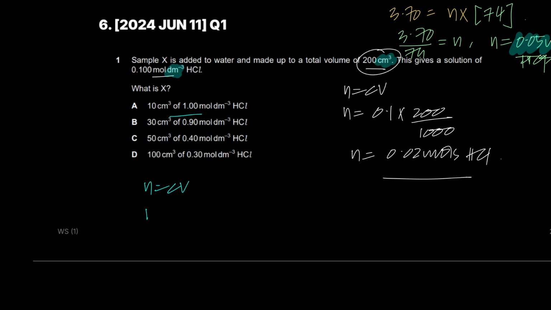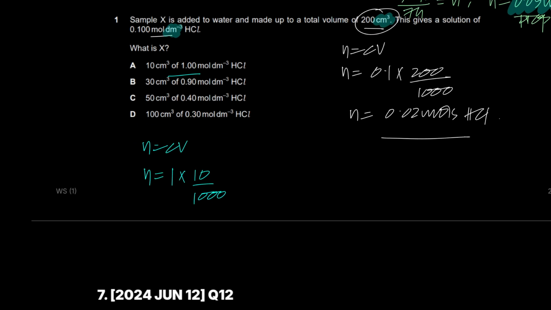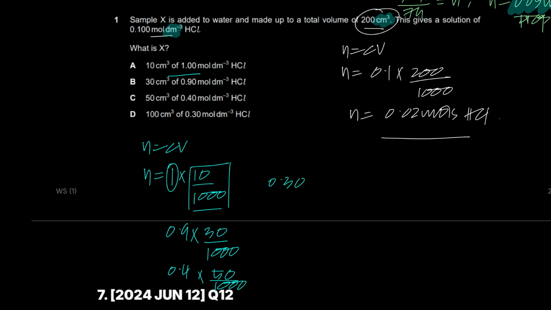Just calculate. See, C is 1, V is 10, and it's in cm cube, so divided by 1000. So what you need to do is, instead of writing the formula over and over again on the piece of paper, you know that this is my concentration and that's my volume. I just need to plug concentration and volume into the calculator. 0.9 is the concentration, volume is 30, divided by 1000. Sir, 0.4 is the concentration into 50 divided by 1000. Plug it into the calculator. 0.3 is the concentration into 100, in cm cube, plug it into the calculator.